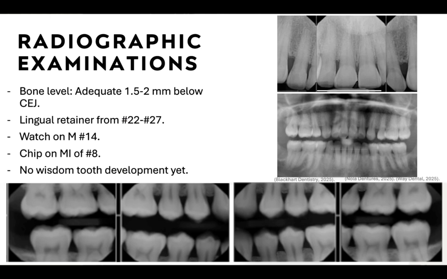Since her last x-rays were 1 year ago today, she has had a lot of changes since then. We took a periapical of number 8, 4 bite wings, and a panoramic. Looking at Sally's radiographic examination, we can see adequate bone level just below the CEJ. We can see her lingual retainer from teeth numbers 22 to 27, the watch on number 14, and the chip on number 8. She has no visible wisdom tooth development just yet.